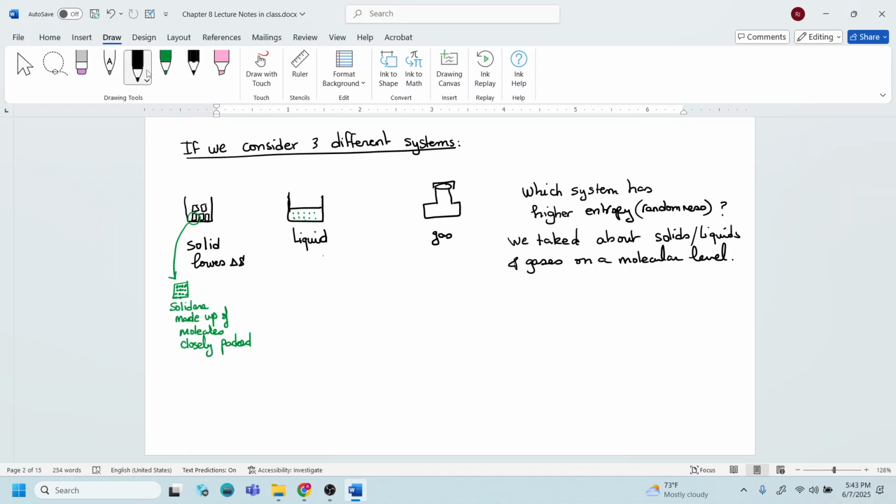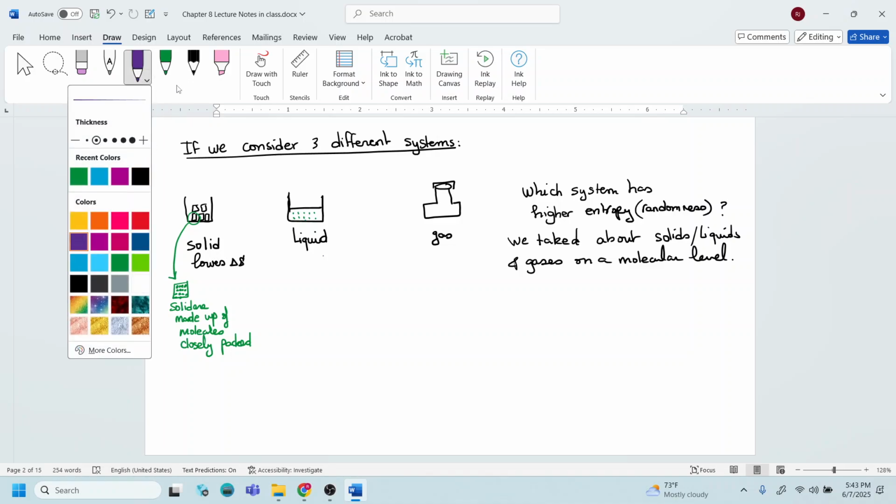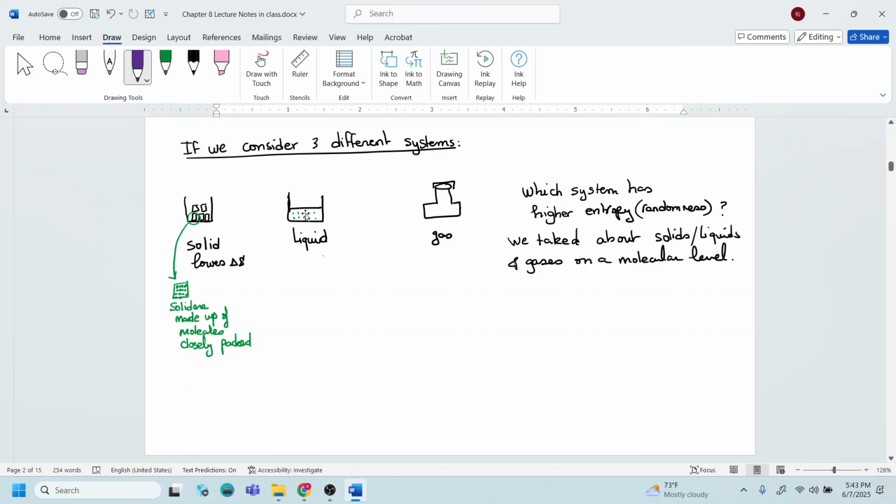Then coming to the liquid. Now for the liquid, we know that it's also made up of molecules, definitely, and those molecules can slightly move around. Not too much, though. They don't have too much room, but of course they move. They have more room to move than the solid molecules. So I would say that delta S is slightly higher. So the entropy here is slightly higher than the entropy of the solid.